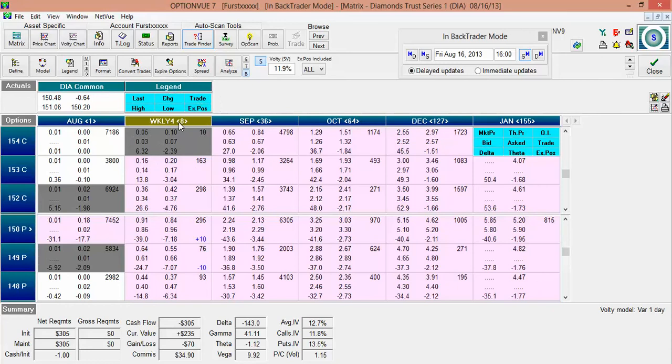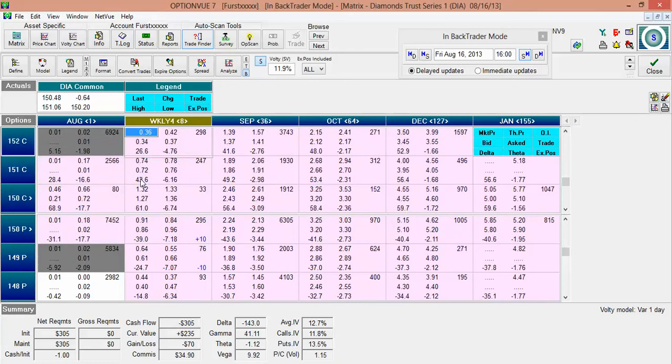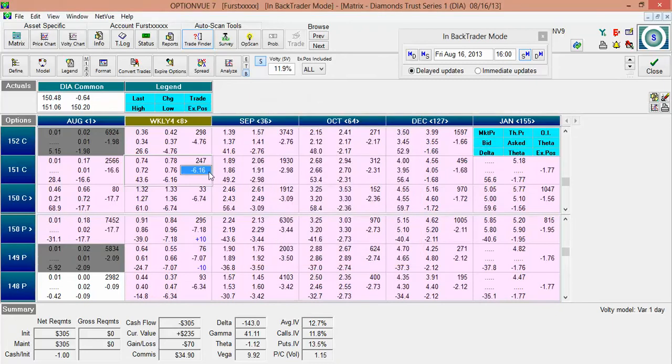So if we're going to go up, there's a 43 delta on the 151 call, and it's trading at 74 cents. Time decay is going to be big. Our theta on that is $6.16. So we're losing 61 cents per share, $6 per contract, when we buy them, or we could be selling them.